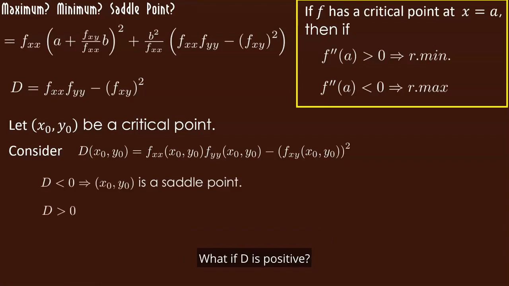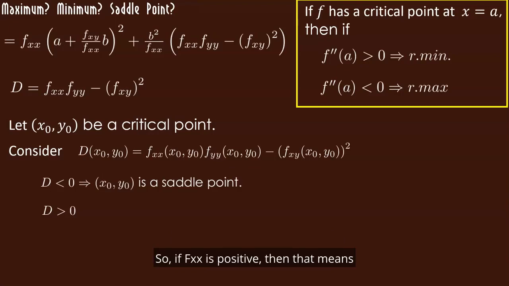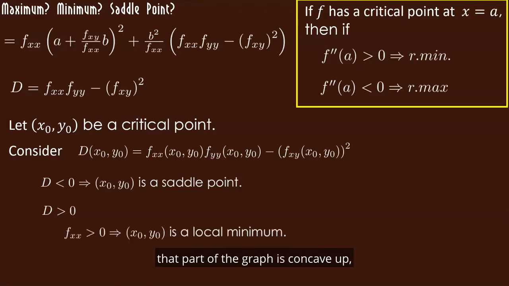What if D is positive? If D is positive, that means fxx and fyy must be the same sign, because that needs to be positive. And it's going to be bigger than the second expression. And I know fxx and fyy, since they have the same sign, I only really need to look at one of them, not both of them. So if fxx is positive, then that means that part of the graph is concave up, which means I have a minimum. If f sub xx is negative, then my graph is concave down at that point, and I have a local maximum.